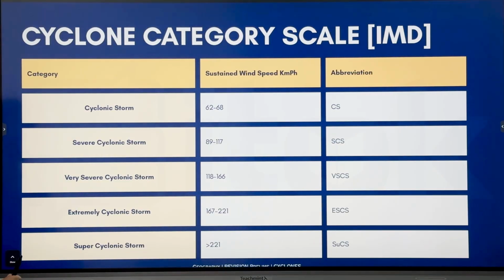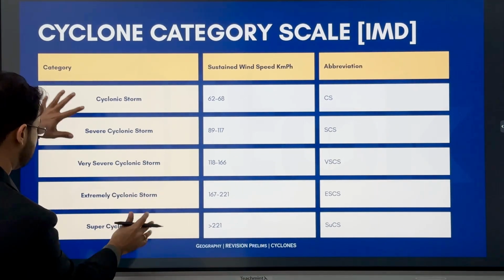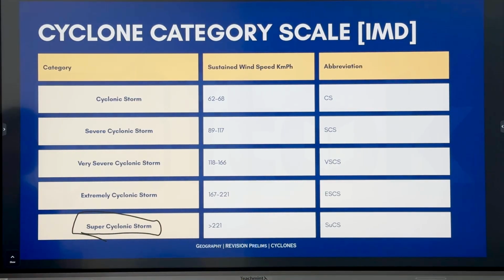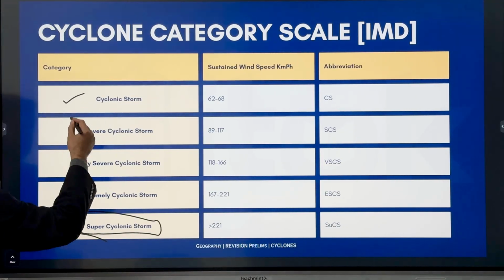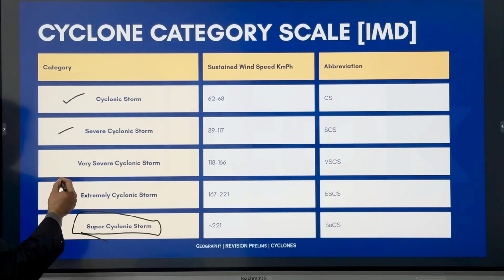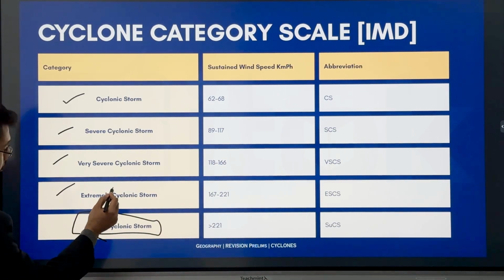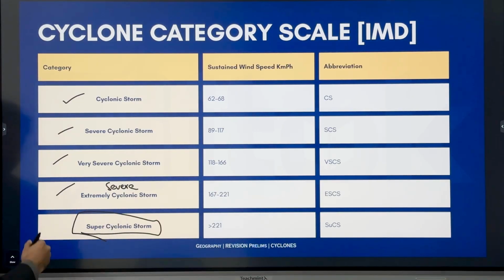In our case, the most disturbing is the super cyclonic storm. And it is very easy to learn. Earliest is the cyclonic storm, then the severe cyclonic storm, very severe, extremely severe, and finally the super cyclone.